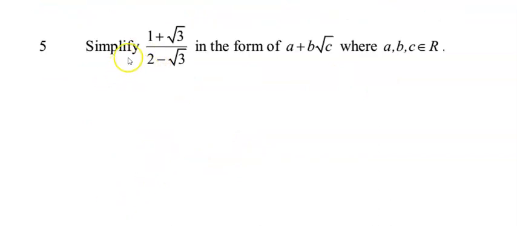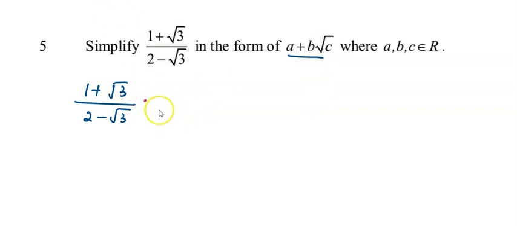Next example, I need to simplify this surd expression in the form of a plus b surd c, where a, b, and c are real numbers. To simplify this, we need to rationalize the denominator, because the expression shows 2 minus surd 3 as a denominator. This is considered an irrational number. To simplify into the form a plus b surd c, we need to rationalize the denominator.